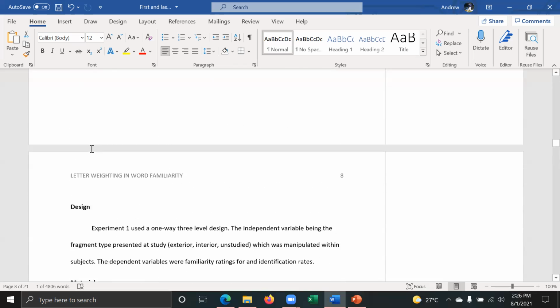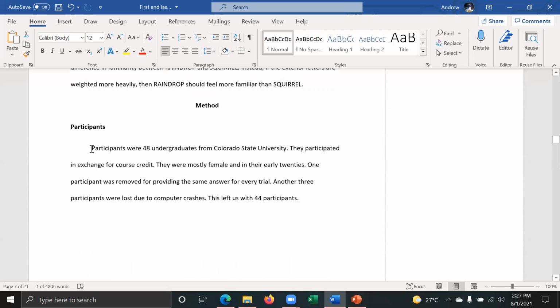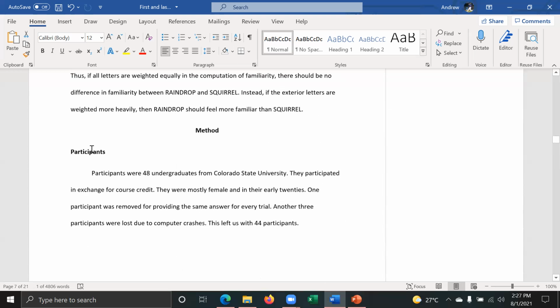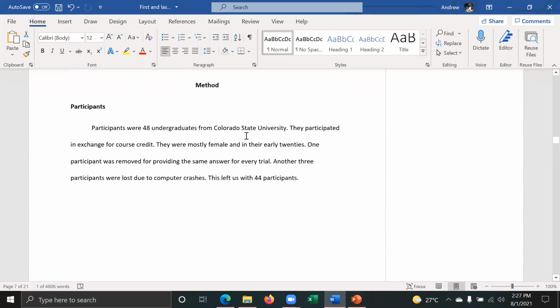So that's what it looks like. Participants were 48 undergraduates from Colorado State University. Again, past tense, here should be future tense. So, number of participants, we mentioned that. Some demographics, where did we get them? We got them from Colorado State, obviously. Female in the early 20s, that's all the demographics we collected. So that's all I could really say there.